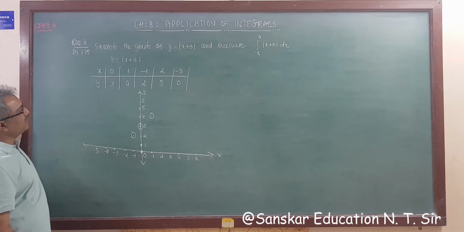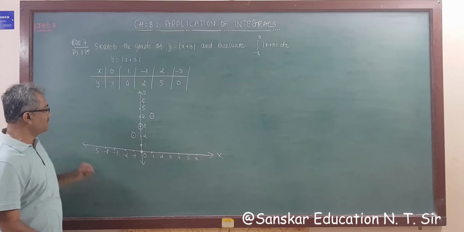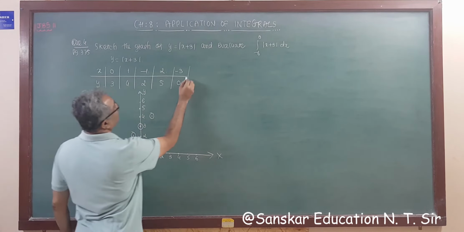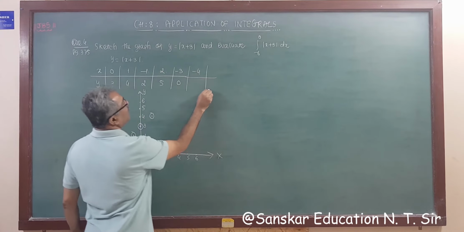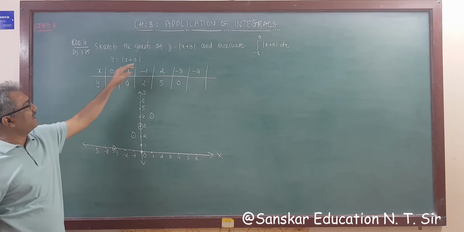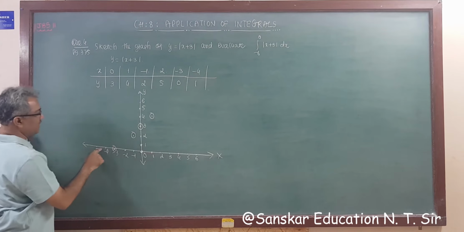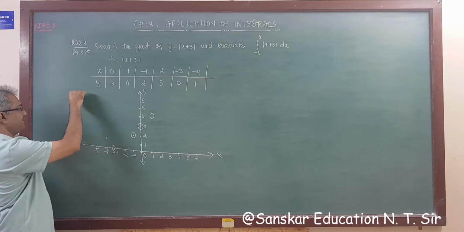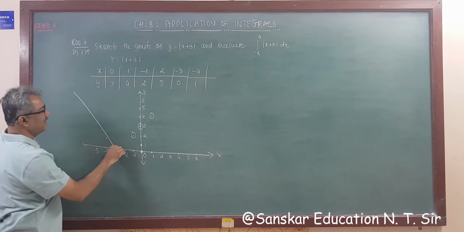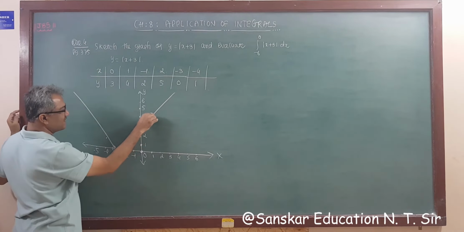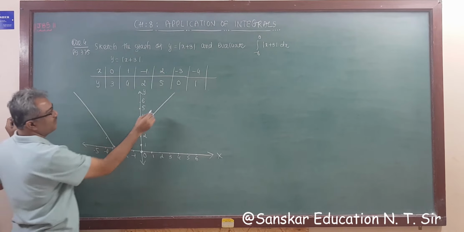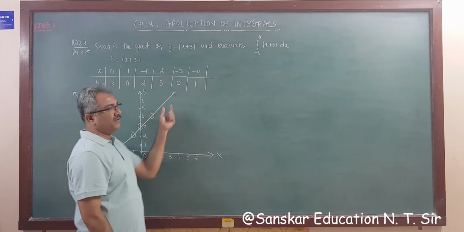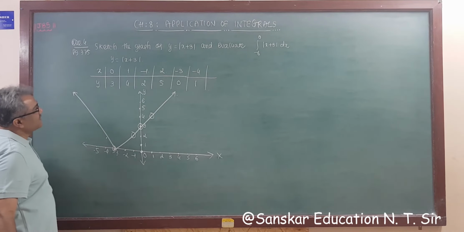And x equal to minus 3, y equal to 0, right? Suppose I want to take another value, minus 4. Then x is equal to minus 4, and y is equal to 1. So this is the point. So the graph of this function will be like this, right? I am taking these points on the graph. So this is the graph of the function y is equal to mod x plus 3.